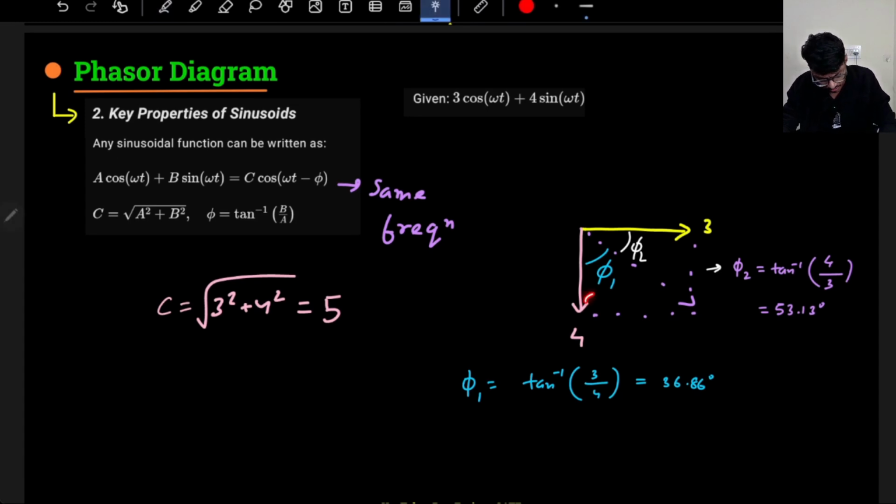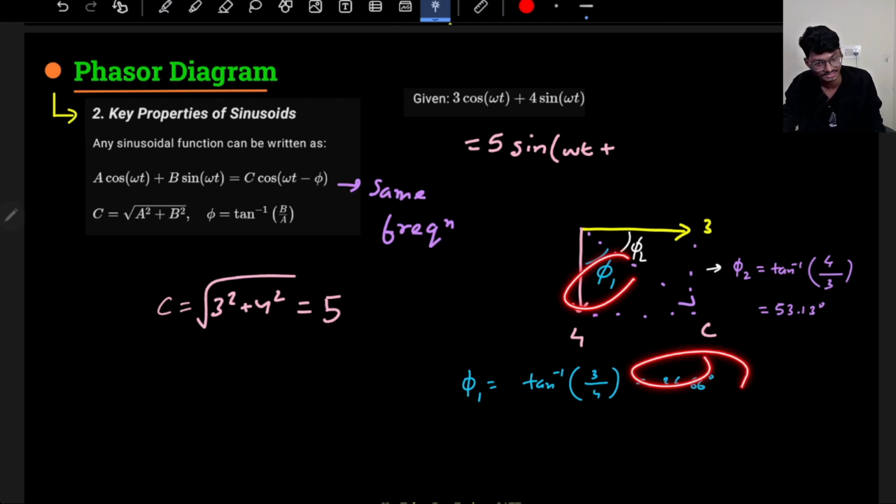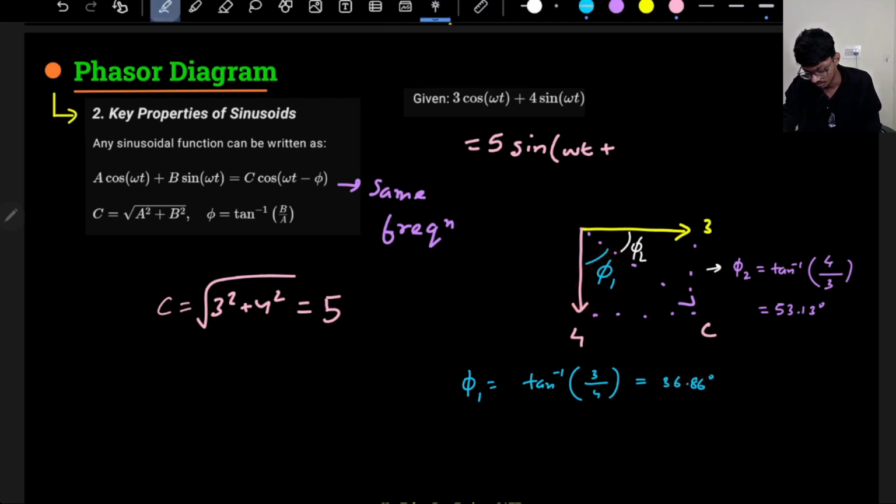If you want to write with respect to this reference, this is sine omega t. So this can be written as 5, which is constant, with respect to sine. My resultant is here, this is my resultant vector, the C vector. In which direction am I going, clockwise or anti-clockwise? I am moving in the anti-clockwise direction. So from sine, I have to move anti-clockwise, which means the angle is getting added. That's why there will be a plus sign here, plus the angle phi 1 we calculated, which is 36.86.